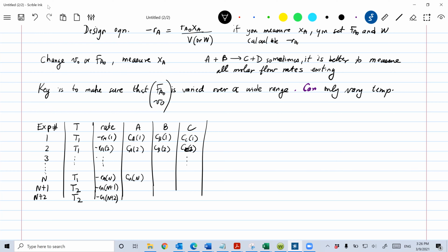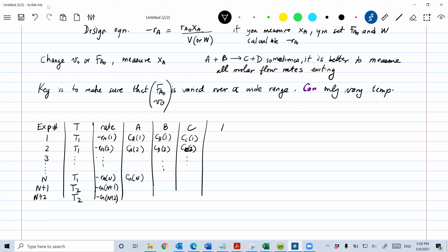So you'll get this data. And then, like I said, to set these up, you would vary either V naught to change CA naught, or you would vary FA naught while keeping V naught constant. So you would get different values, and then you'd measure the outlet flows. The problem with this is that it is actually difficult to measure.